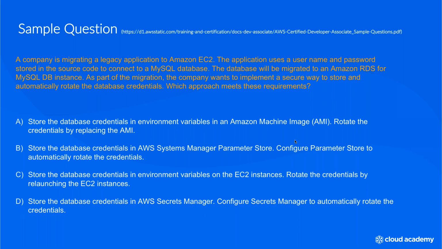So D, store the database credentials in AWS Secrets Manager and configure Secrets Manager to automatically rotate the credentials. So as we know, we spoke about this earlier, AWS Secrets Manager allows you to both implement a secure way to manage secrets and also perform rotation of those secrets. So D is the correct answer to this question. Let's look at another one.